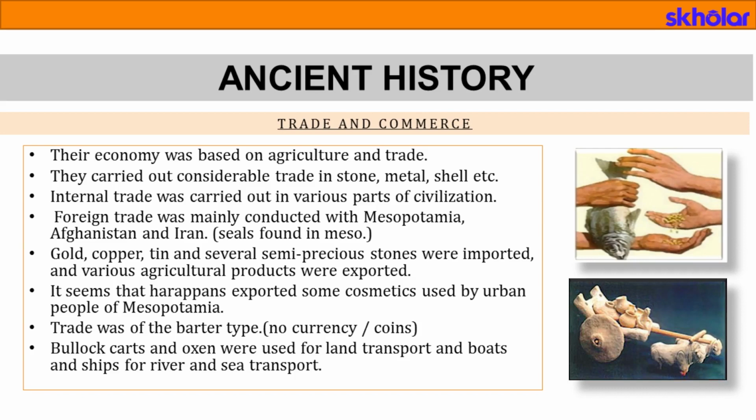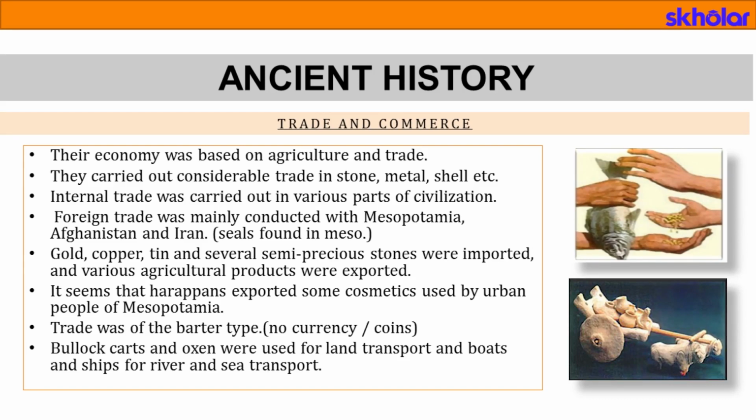Their economy was based on agriculture and trade. They carried out considerable trade in stone, metal, shells, etc. The internal trade was carried out within various parts of the civilization. The foreign trade was conducted mainly with the contemporary civilizations of Mesopotamia and Egypt. How do we come to know that trade was conducted with these foreign civilizations? We have found Indus Valley seals in Mesopotamia and Egypt.